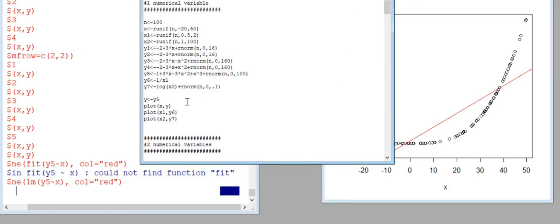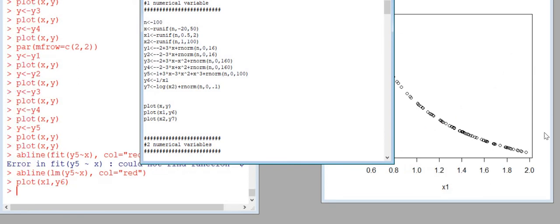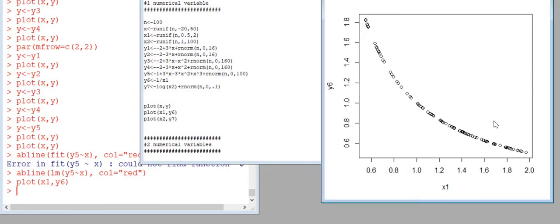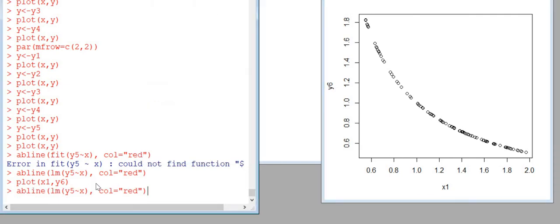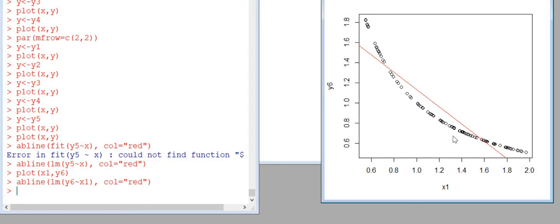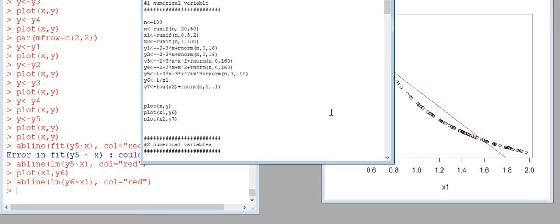Okay, so now let's have a look at the pattern here. If you have something like this, what do you think the relationship is between your explanatory variable and the response? If you put a straight line here, you see it doesn't really fit the data.